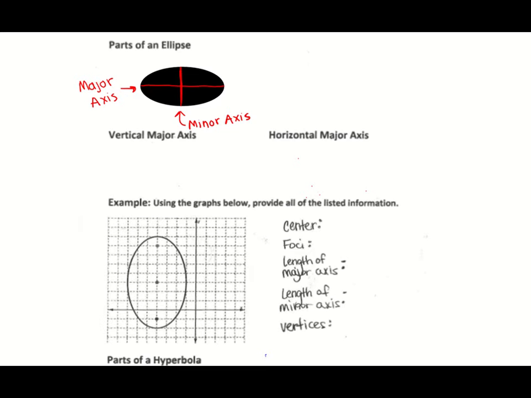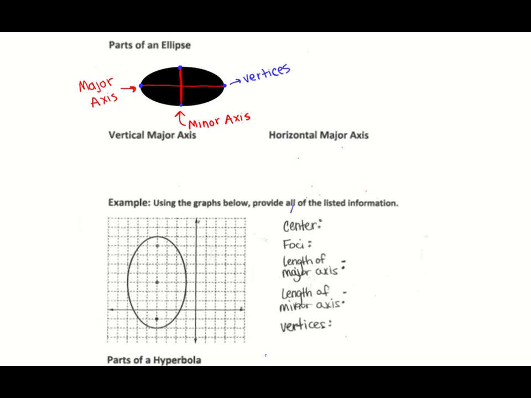The next part of our ellipse is called our vertices. So our vertices mark the sharpest turns of our ellipse, or kind of the edges of that ellipse. So our blue points here are all called vertices.